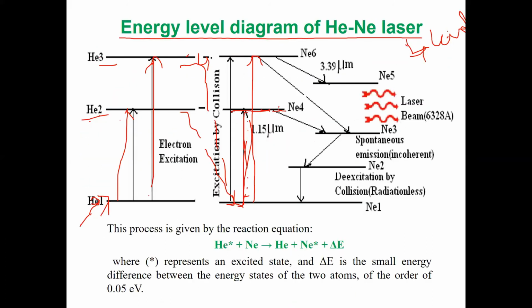The process is given by this reaction equation. The star represents the excited state. Initially the helium atoms are excited, and these helium atoms collide with a neon atom in the ground state. There is no star, which means it is the ground state only. Therefore a perfect inelastic collision takes place, the helium atoms come to the ground state and the neon atom moves to the excited state, with the emission of some energy.